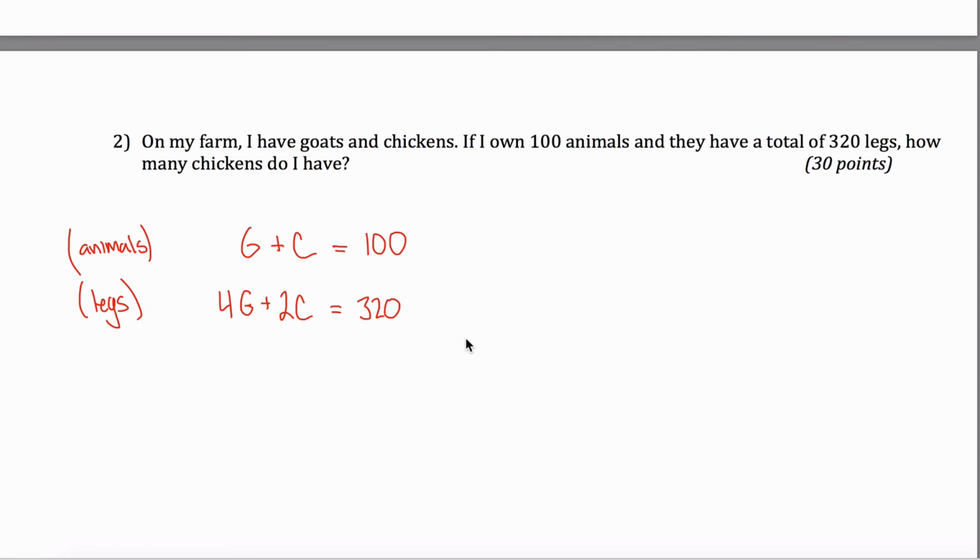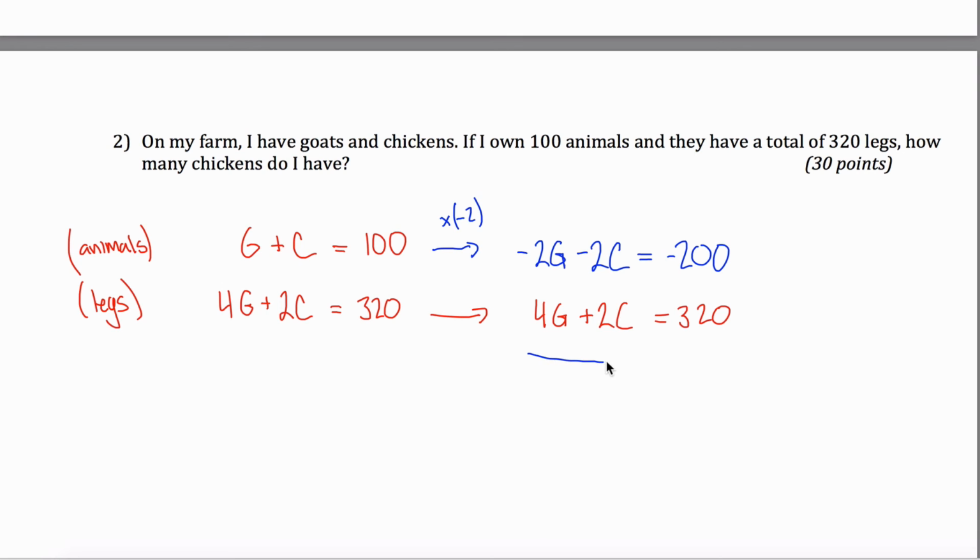And so I have a system of linear equations, lots of different ways you could solve it. One way, as I showed you guys in class, is to take this equation and multiply both sides of this equation by -2. So maybe I'll write that here. I'm going to multiply by -2. That gives me -2g minus 2c equals -200. And I'll leave everything else alone. So this guy, I'm just going to carry this over: 4g plus 2c equals 320.